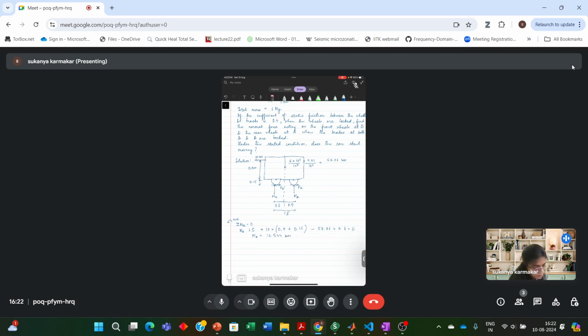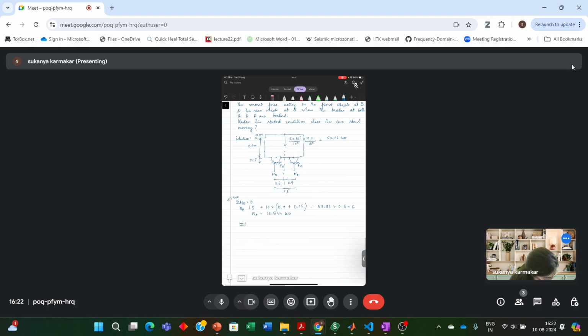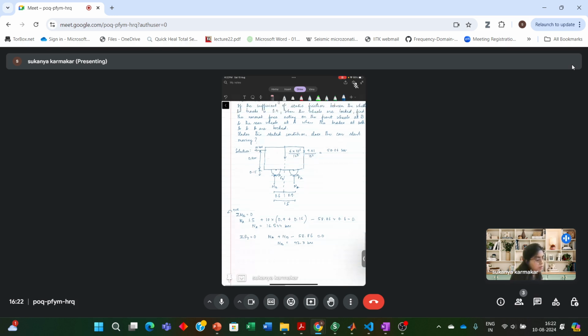And summing all the forces in the vertical direction: NA plus NB minus 58.86 is equal to 0. From there, NB comes out to be 42.3 kilonewton. So we have found out the normal reaction.